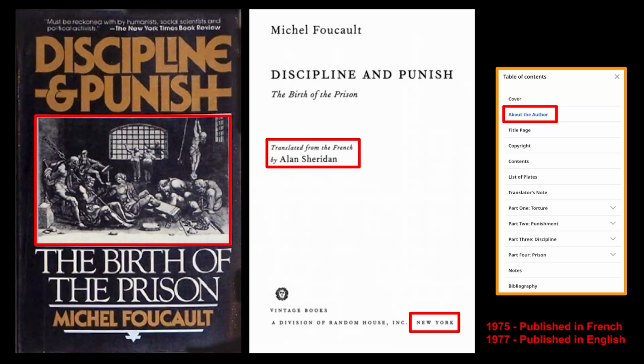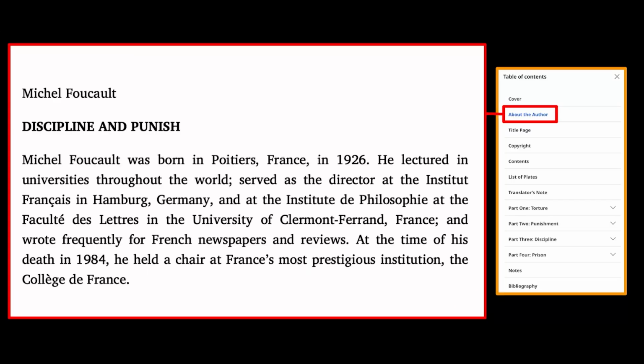It was originally published in 1975 in French, and then again in 1977 in New York in English. We also have an image on the cover here which helps us understand a bit of the feeling and the tone of the book. Now, I'm using an online book, and I can see here the breakdown of the contents. So on the right, I even have a section which is about the author, which is incredibly useful for me.